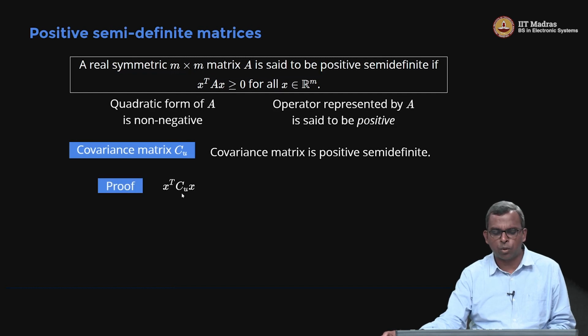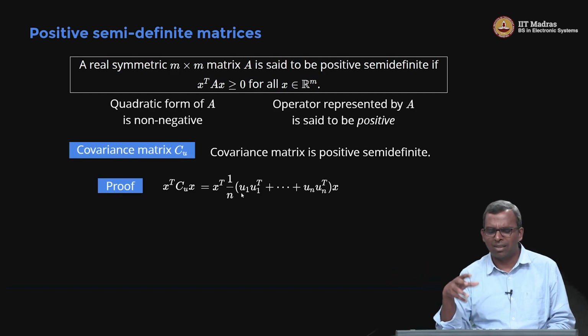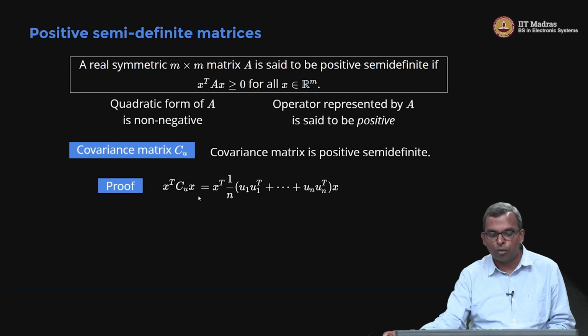So if you look at x transpose Cu x, you write out the definition for Cu. I'm going to write a simpler definition here. Normally it has the u1 minus u bar and all that, so I'm just swallowing that u bar into the u1 definition. Just imagine u1 is centralized already. It doesn't change anything, it's just another vector. So what I have for Cu is 1 by n times u1 u1 transpose plus so on till un un transpose. The minus u bar I've just swallowed by redefining u1 like that. Okay, so you get this as the expression.